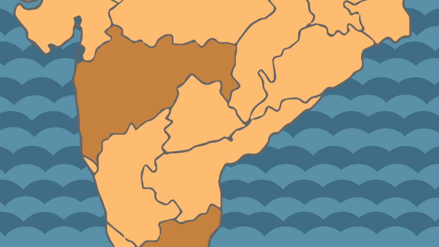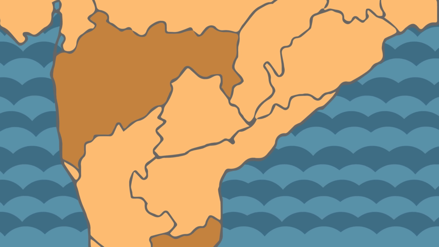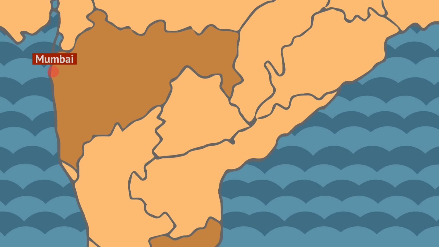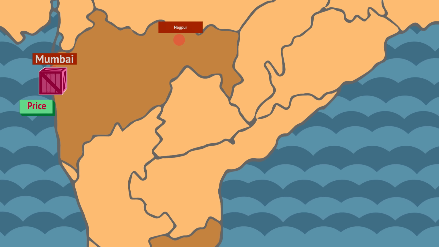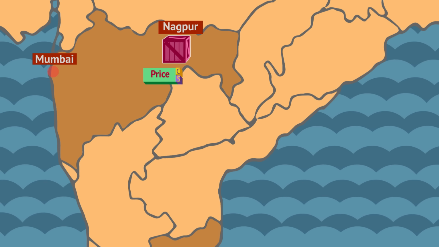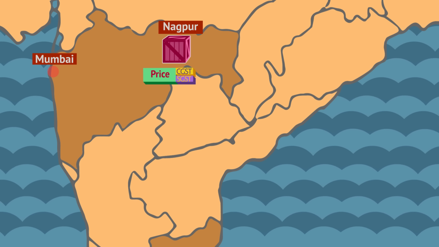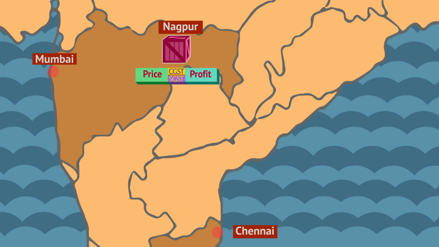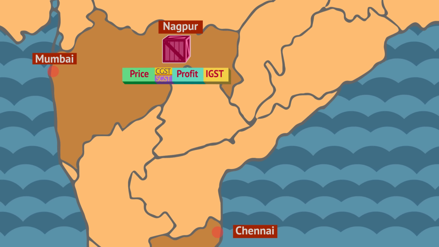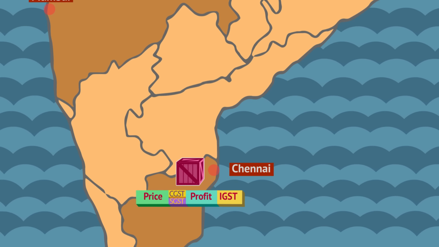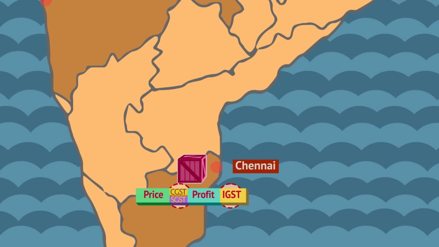What would be the cost of the same product under GST system? Product sold from a seller in Mumbai to a buyer in Nagpur. CGST and SGST is to be added. Now again the same product is being sold from Nagpur to Chennai. This is an interstate transaction, so IGST will be applicable now. But wait a minute, isn't this tax on tax again?